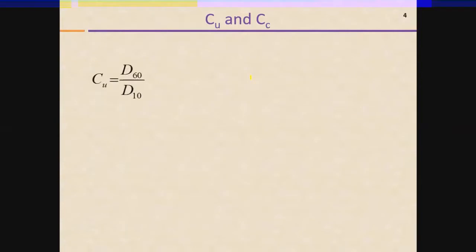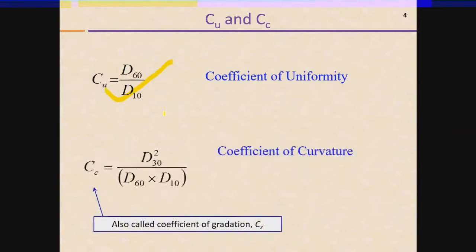Now, how we can find the coefficient of uniformity and coefficient of curvature values? So coefficient of uniformity is the ratio of D60 divided by D10, and coefficient of curvature is the ratio of D30 square divided by D60 into D10. It is also known as coefficient of gradation.